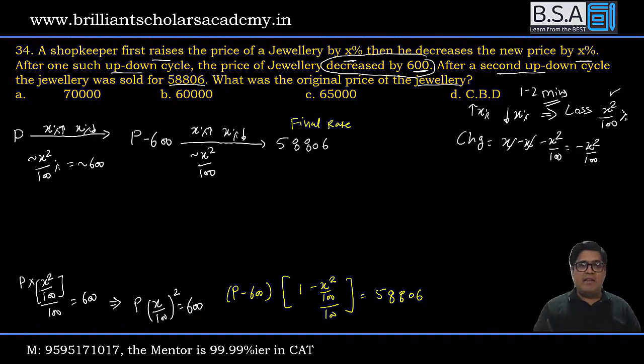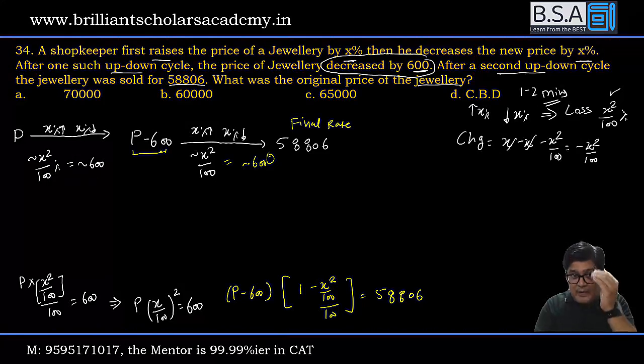Do you understand? Even if you are very fast with quant, you are very fast with calculations, such an equation will not be solved in the exam. This question is not to be solved. You must observe a few things. Can I say the price is below by 600? When I perform X percentage increase decrease, there will be some decline. Decline will be there. That decline will be less than 600. When the price is P, it's a larger amount. On a larger amount, X square upon 100 percentage is 600 rupees.